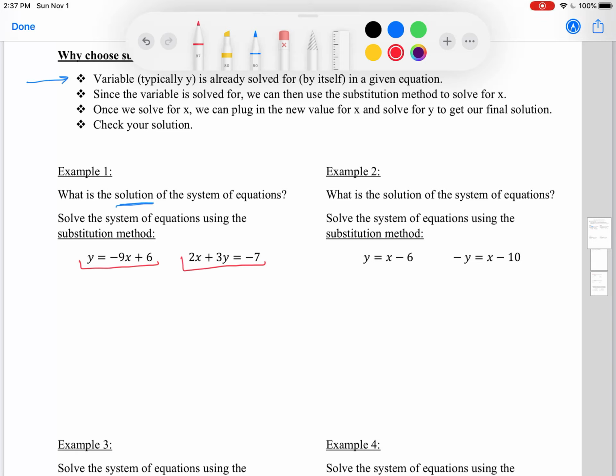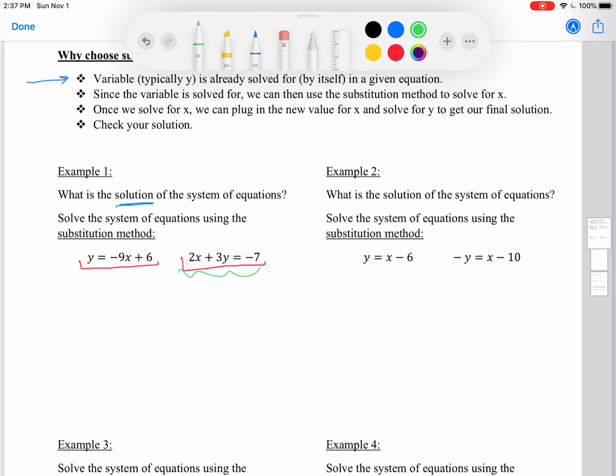So if we take a look at our 2 functions in example 1, we have y equals negative 9x plus 6, and then 2x plus 3y equals negative 7. And when you look at that first function, yes, it's in slope-intercept form. That's good that we can recognize that.